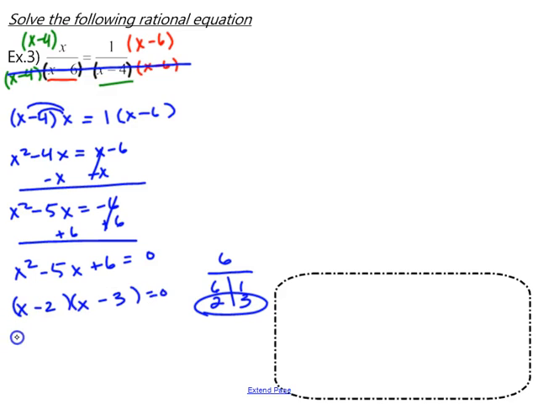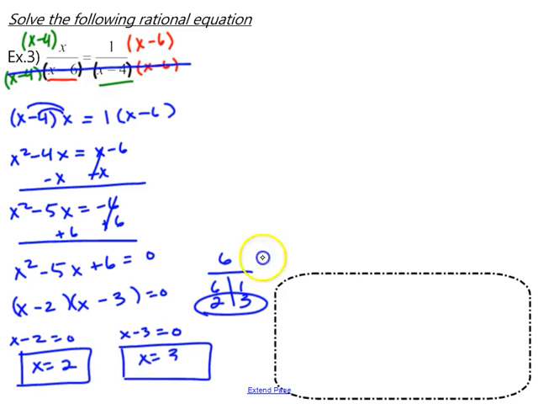So now that we factored, we set each factor equal to 0 and then solve for x. So we have x equals 2 and x equals 3. So our last step is to check for extraneous solutions. So remember, take your original denominators, x minus 6 and x minus 4, and let's go ahead and check those.